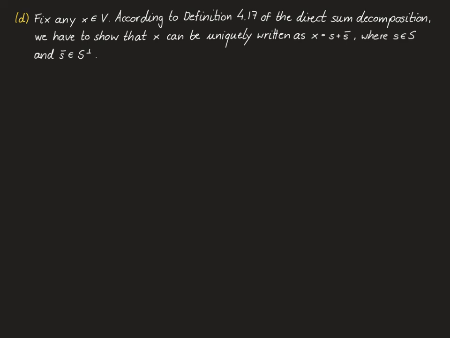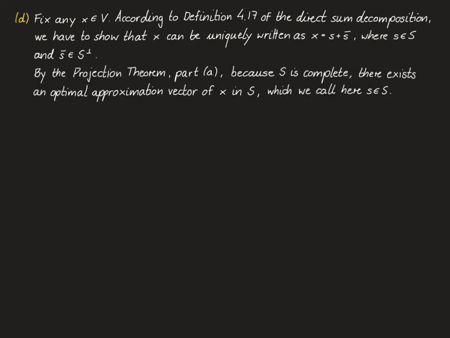For part D, the statement was that if S is complete, then V can be written as the direct sum decomposition of S and S perp. So for the proof, fix any vector x in V. According to definition 4.17 of the direct sum decomposition, what we need to show is that x can be uniquely written as the sum of two vectors s and s bar, where s is an element of the subspace S and s bar is an element of the subspace S perp.